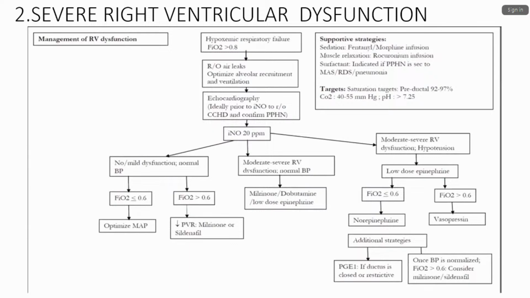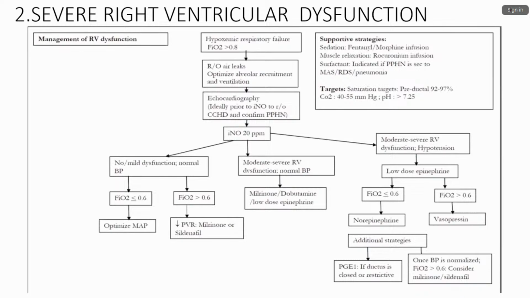Second thing, if it's a moderate to severe right ventricular dysfunction, we see whether BP is normal or hypotensive. If it's normal, we can give milrinone, or the second option can be low dose epinephrine or dobutamine. But if there is hypotension, we should start with low dose epinephrine.